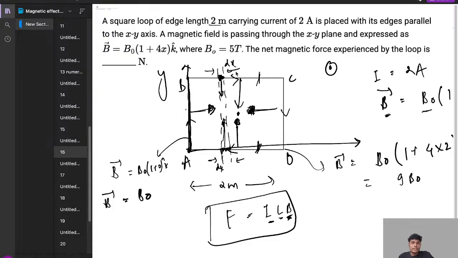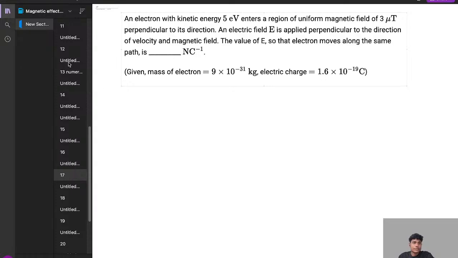You just need to understand about these BC and AD sides. If you understand this, then the question is simple. The forces on BC and AD are the same and cancel out each other because both are in opposite directions. Now move to the next question.